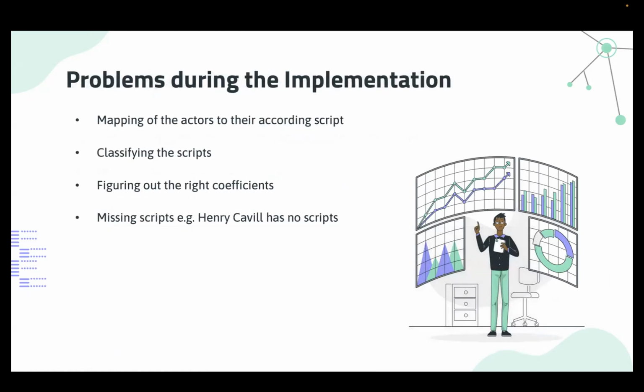Yeah, and problems during the implementation. As Tony already said, the mapping of the actors was the most difficult problem because we had two different data sets and sometimes the data sets weren't even complete. This means we had missing information. Then classifying the scripts. We had to build an average somehow because, as I told you before, when one actor is only saying one thing, that isn't really justifying ranking him on the top. Then figuring out the right coefficients, but we are going to talk about this in the evaluation as well. And then the missing scripts. For example, Henry Calvin, we extracted him as an actor, but we couldn't find any scripts for him. So somehow we also had to avoid such circumstances.